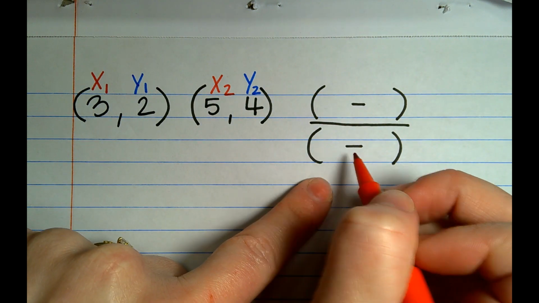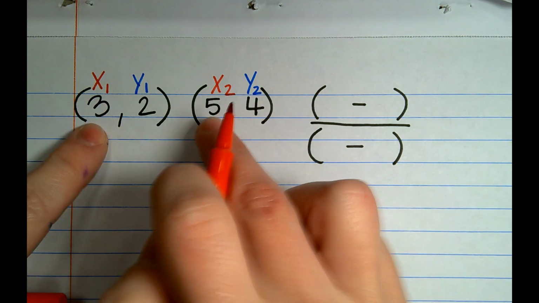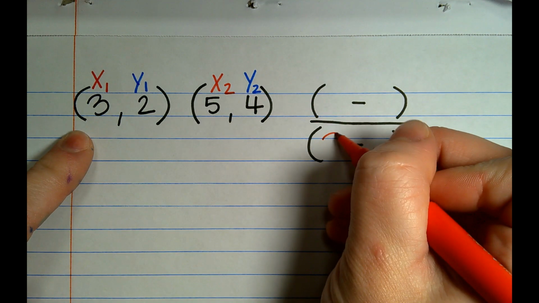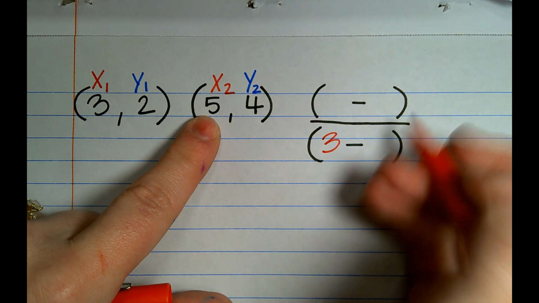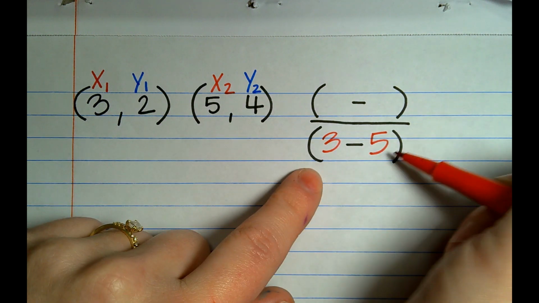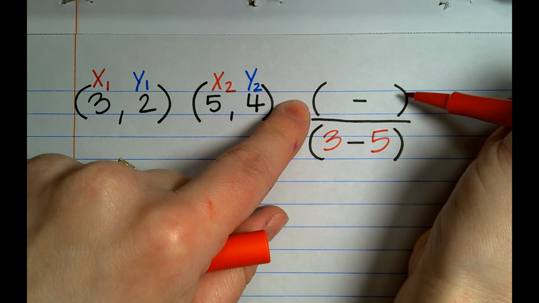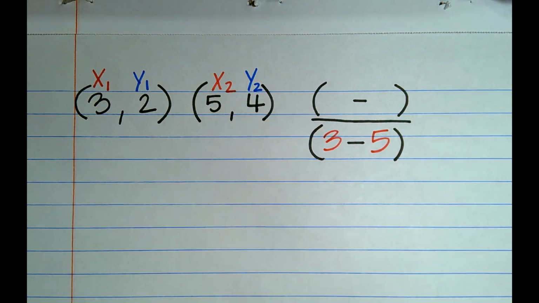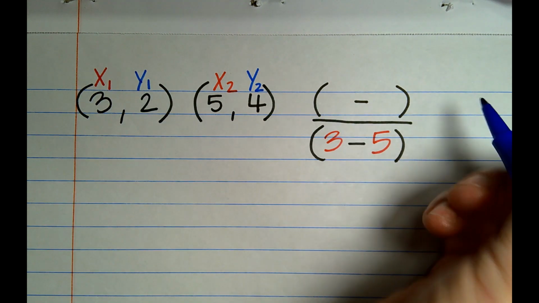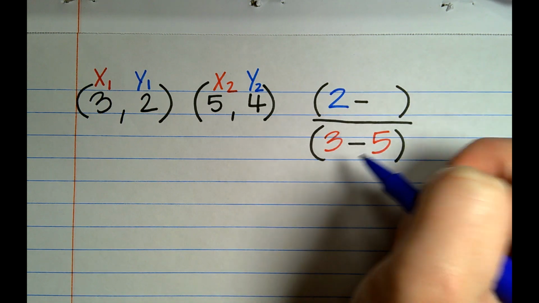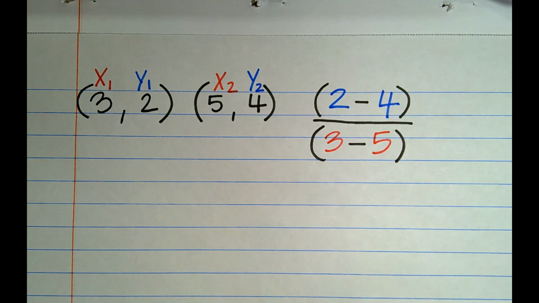So I'm going to start from the bottom and do my X's. X1 is 3. X2 is 5. So I started from the bottom. Now I'm here. Now I'll do my Y's. Okay? I like it. Hey, if it helps. And the Y1 is 2. And the Y2 is 4.